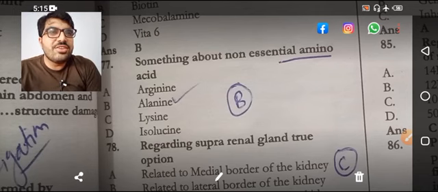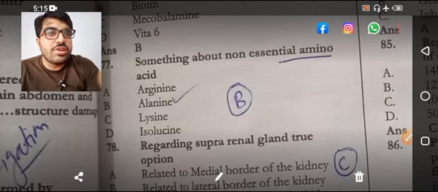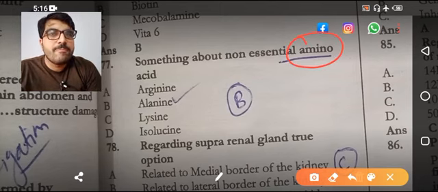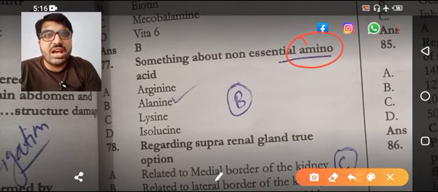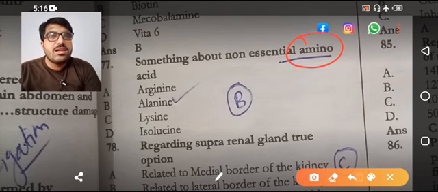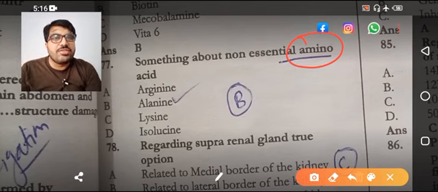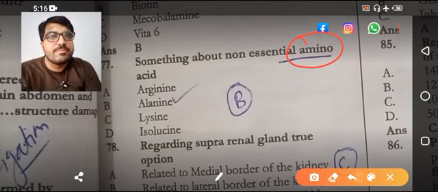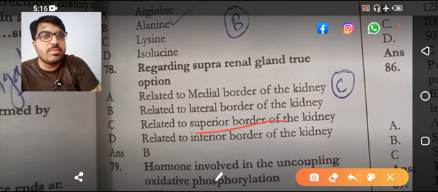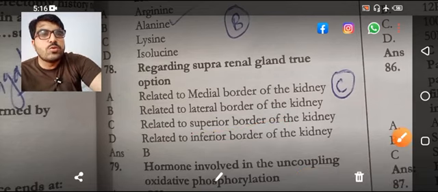Something about non-essential amino acids. So focus on the word amino acid and fatty acid. We have discussed the essential fatty acids, that were two: linoleic acid and linolenic acid, that is omega-6 and omega-3 fatty acid. Over here they are talking about amino acids, so alanine is a non-essential amino acid; others are essential: arginine, lysine and isoleucine. Regarding the suprarenal gland, it lies on the superior border of the kidney, the roof of the kidney.